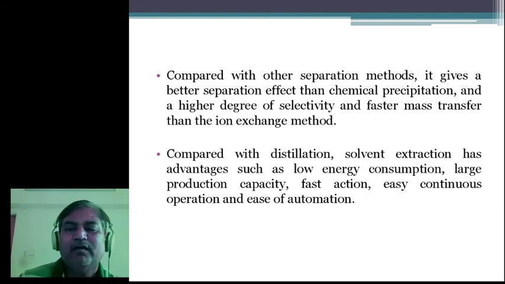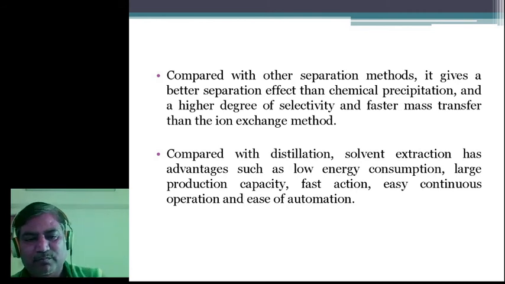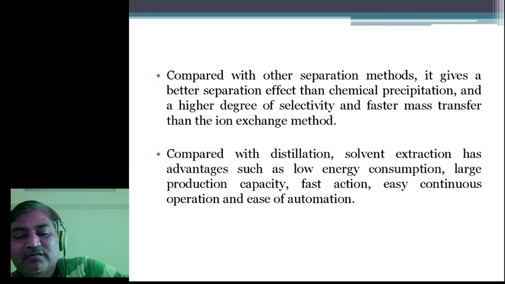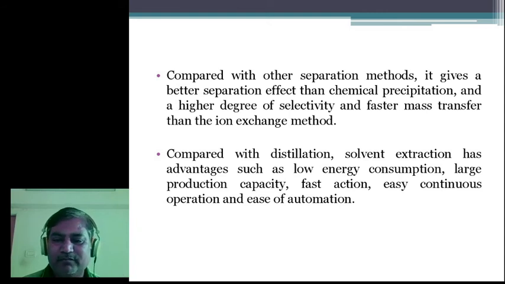Compared with other separation methods, it gives a better separation effect than chemical precipitation, a higher degree of selectivity, and faster mass transfer than the ion exchange method. Now, what is the benefit of solvent extraction as compared to distillation? Solvent extraction requires low energy consumption. See the difference. If we have to purify any compound by distillation, we have to arrange the assembly, right? But in solvent extraction, a very small, simple instrument, that is the separatory funnel, is used.